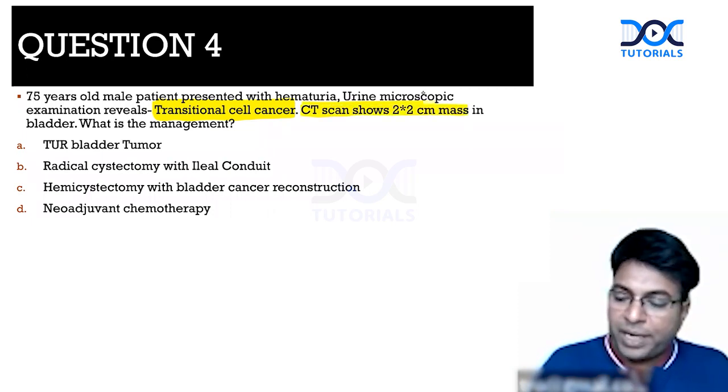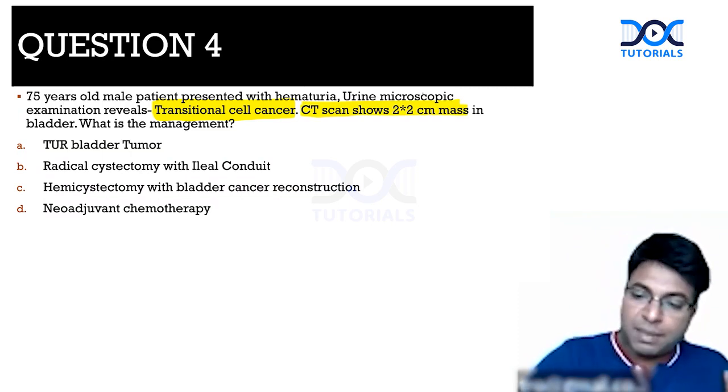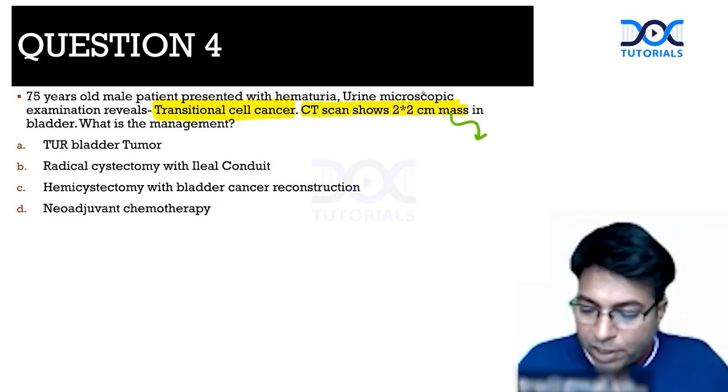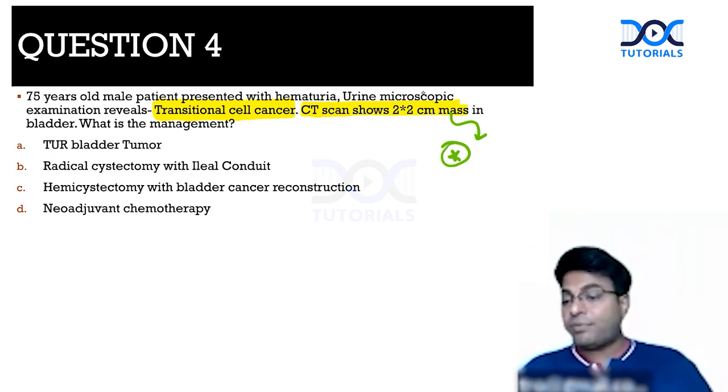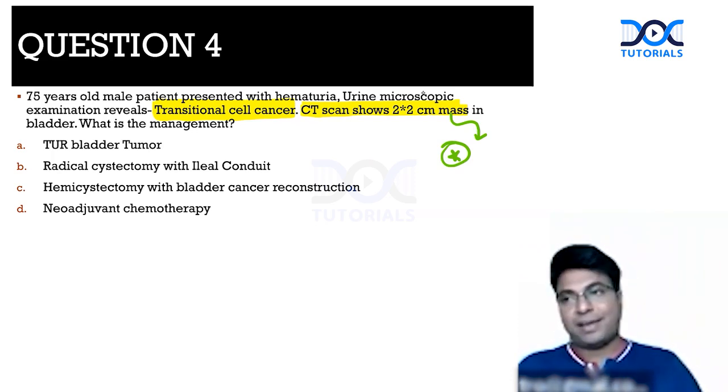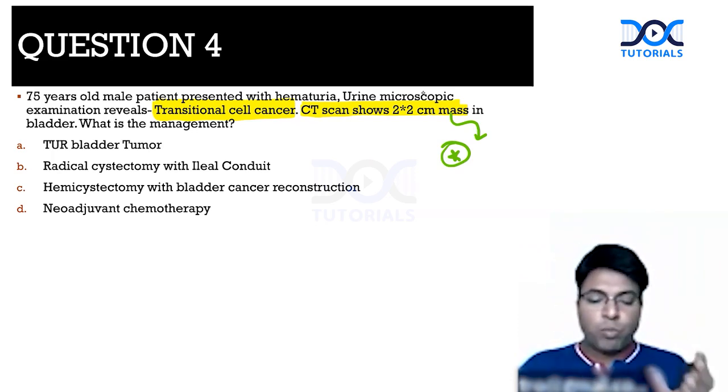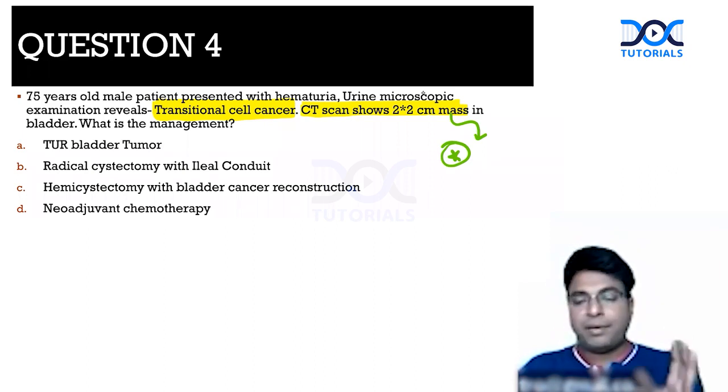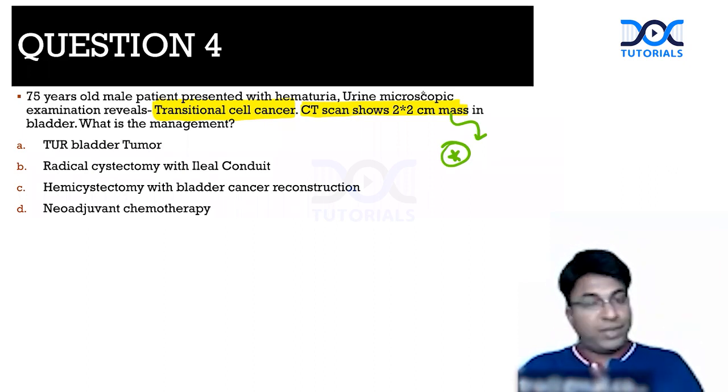It shows a 2 into 2 centimeter mass in the bladder. Here, there is one important finding missing. What finding is missing here? I need one more. I'm telling you, most of the questions are incomplete by the INI set. Whether it is incomplete or the student's recall is incomplete, I don't know.